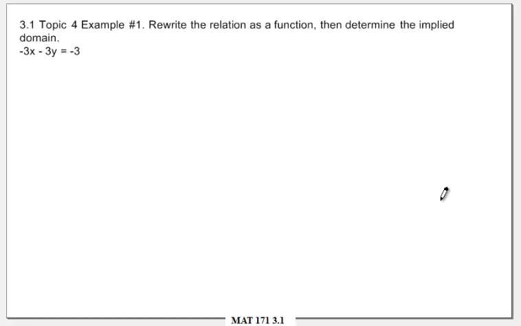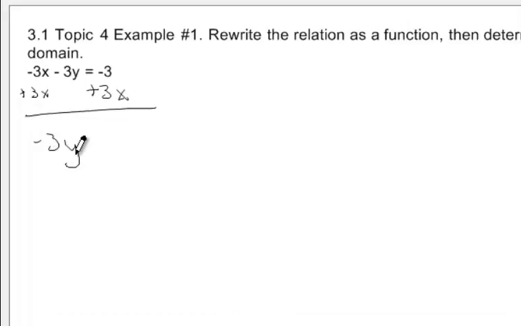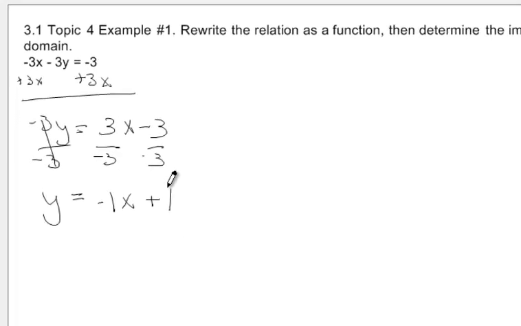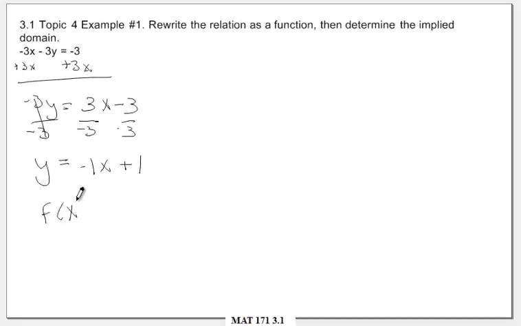So the first thing we're going to do is solve for y by adding 3x to both sides. We end up with negative 3y is equal to 3x minus 3. And then we're going to divide by negative 3, every little piece by negative 3. I think it's easier just to do it separately in this case. So we get y is equal to 3 divided by negative 3, which gives us negative 1x, and then negative 3 divided by negative 3 is plus 1. So our function, f of x, is equal to negative 1x plus 1.